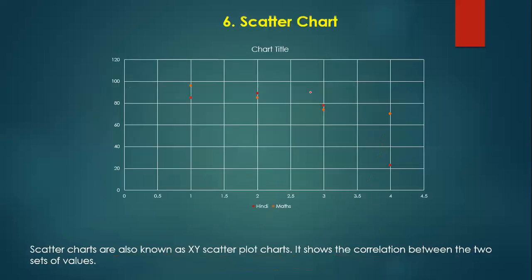Next, the last one is scatter chart. Scatter chart is also called an XY scatter plot chart or we can call it a bubble chart. It shows the correlation between two sets of values. What does it mean? Correlation between two sets of values. If you take more data like English, Hindi, Marathi, Math, Science, all subjects, if you select the data and choose this scatter chart or bubble chart, it shows the graph only for two sets of values, only for two subjects.